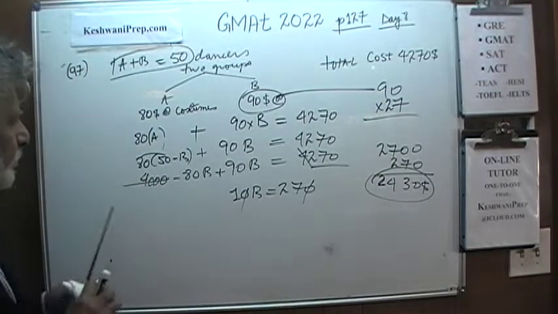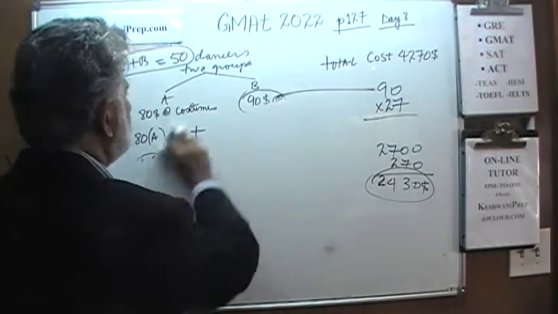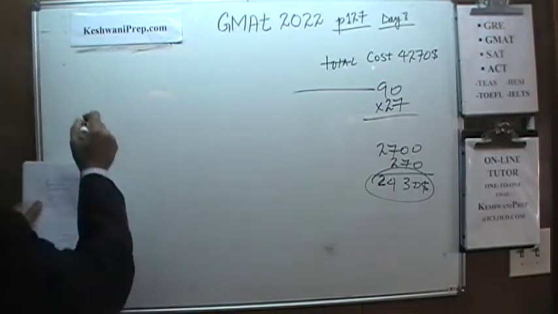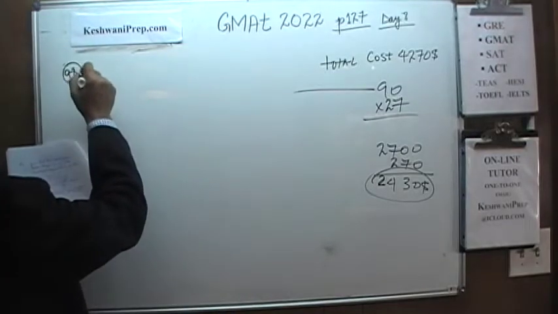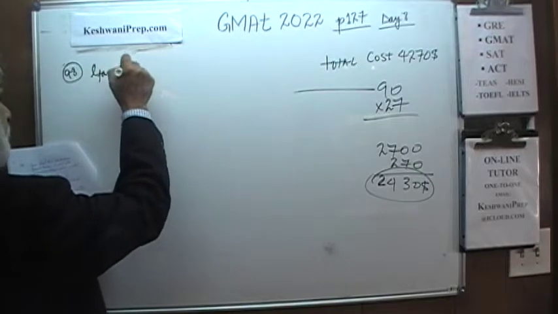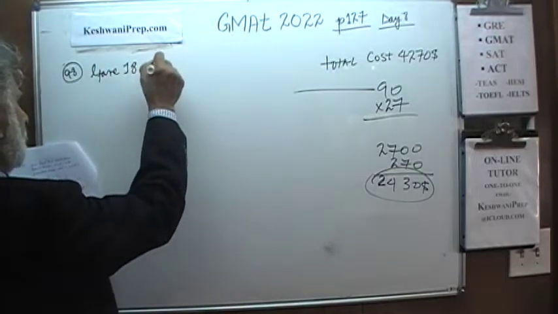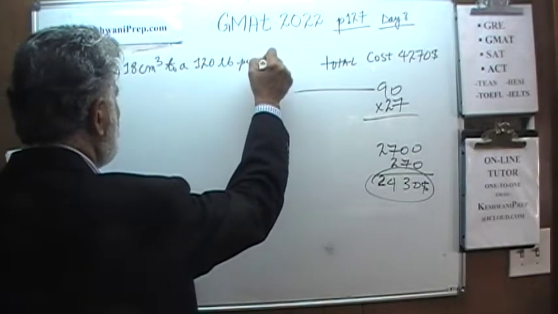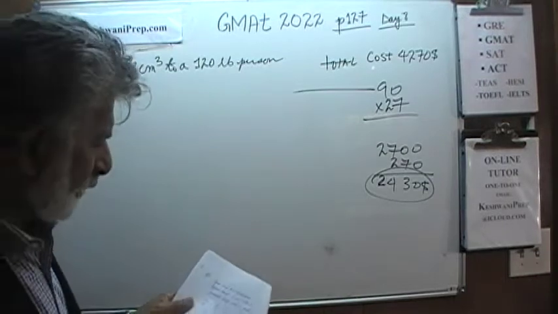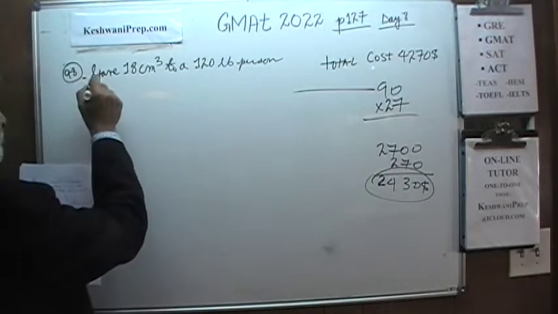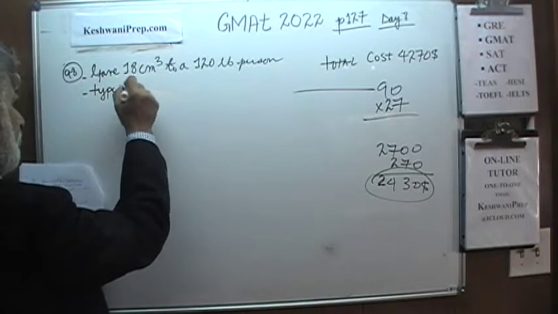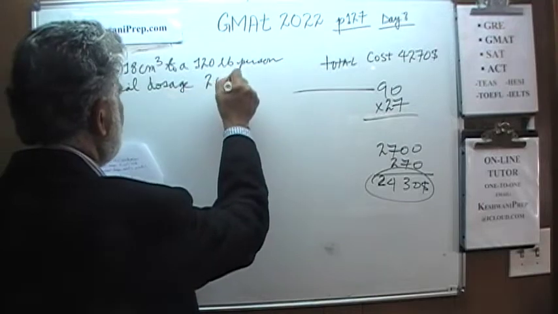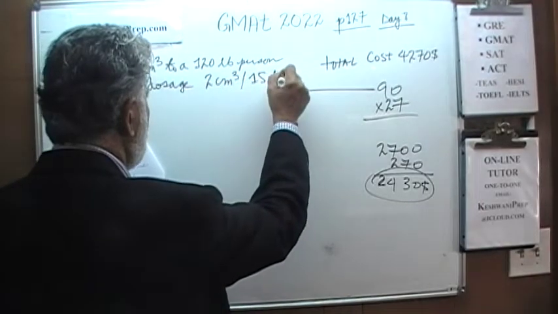Number 98. In number 98, we are told that we gave 18 cubic centimeters to a 120-pound person, or to be more precise, a 120-pound patient. We are further told that the typical dosage is supposed to be 2 cubic centimeters per 15 pounds.